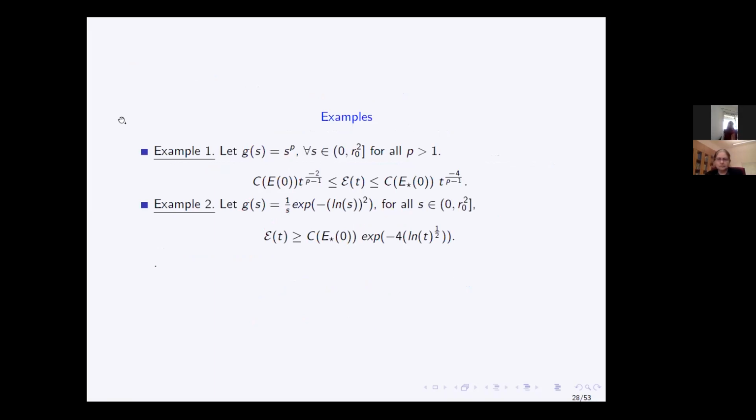Those are some other examples. So for g of s equal to s power p, we have a polynomial decay rate of the energy, but we did not prove the optimality because we don't have the same rate of convergence. Here also we have between exponential and logarithmic stability.